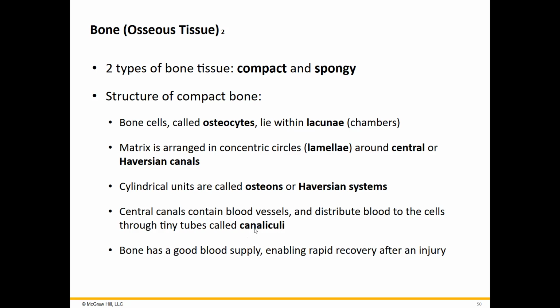Canaliculi, yeah? Canaliculi. Bone has very good blood supply. It heals rapidly from injury. It takes about 4 weeks to heal a broken bone. It takes over 3 months to heal a sprained ligament or tendon.